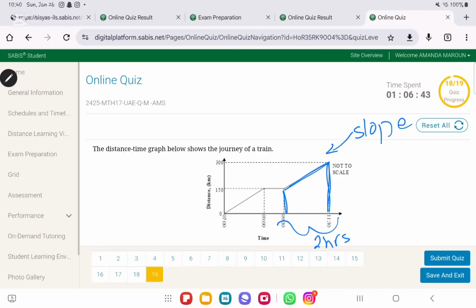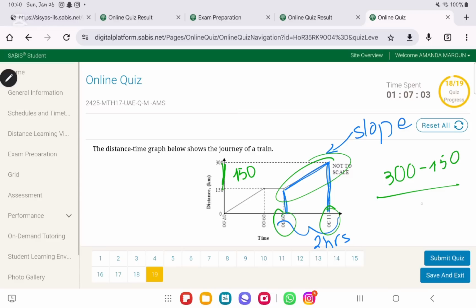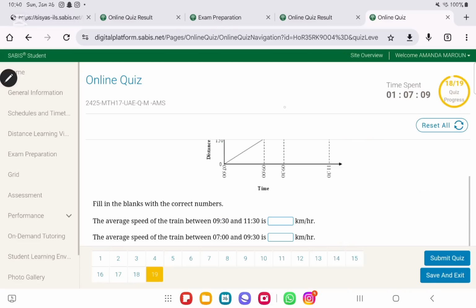And the height, or the y in this case, the difference is 300 minus 150, which is 150. So to find the value of the slope, it's going to be y minus y over x minus x. So 300 minus 150 over 11:30 minus 9:30, which has a difference of 2 hours. So if you do it on your calculator, you are going to get an answer of 75 kilometers per hour.